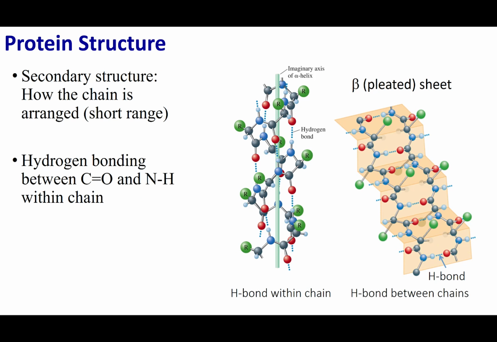All right, ladies and gentlemen, let's talk about the secondary structure of proteins. The secondary structure of proteins is the short-range structure. These result in 2 major structures that we can identify, and that is called the alpha helix and the beta sheet, or the pleated sheet. Now, the way this is formed is through the hydrogen bonding of a carbonyl carbon and an NH group. So let's take a look at what I mean by this.